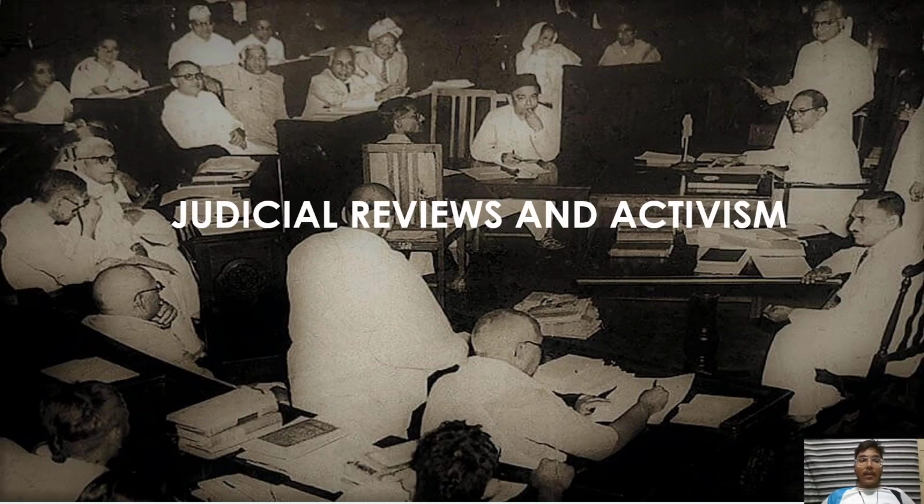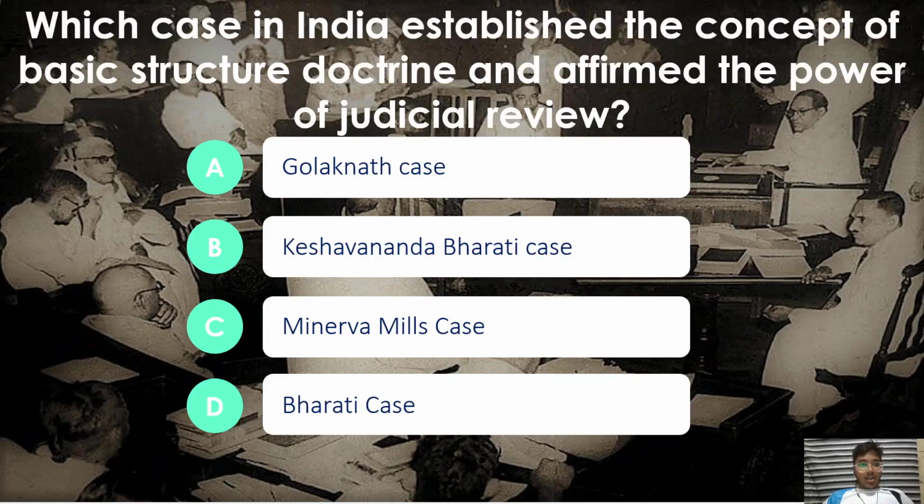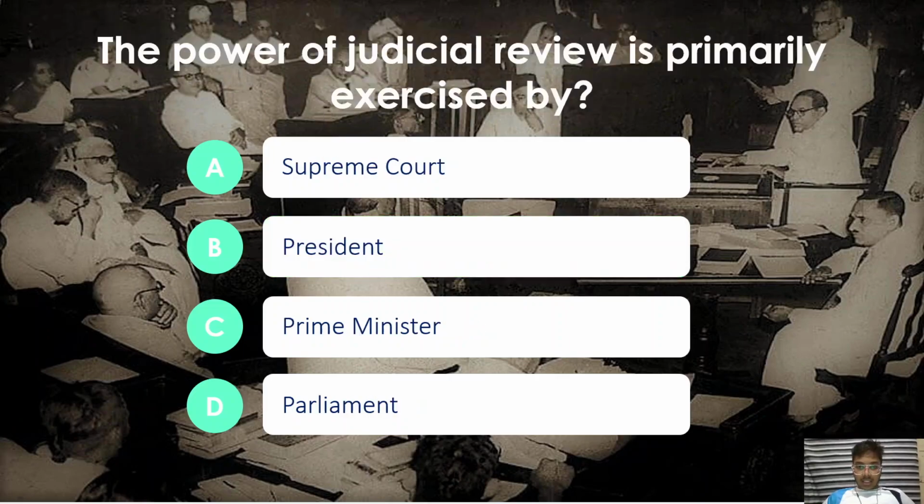Now the next topic is judicial review and activism. Under this, the first question is: which case in India established the concept of the basic structure doctrine and affirmed the power of judicial review? Option A Golaknath case, option B Kesavananda Bharati case, option C Minerva Mills case, or option D Bharati case. The answer is option B, Kesavananda Bharati case.